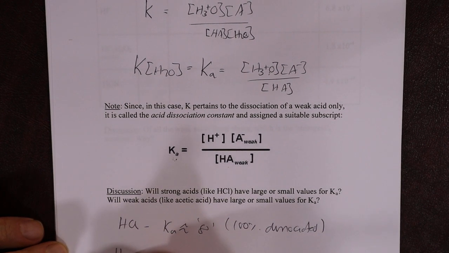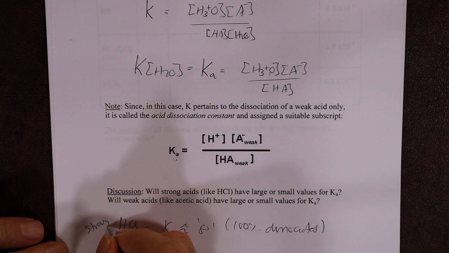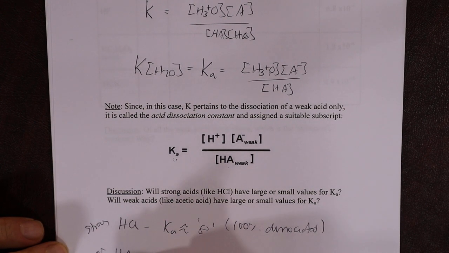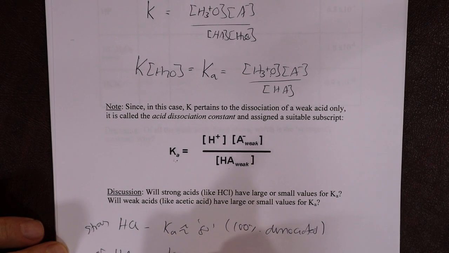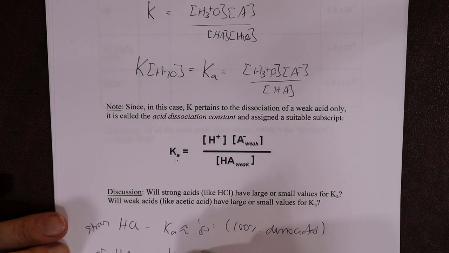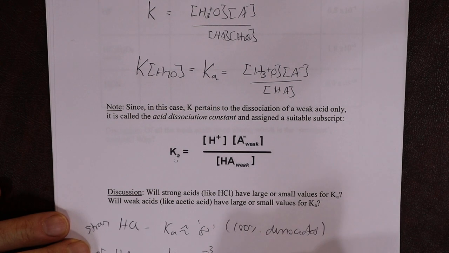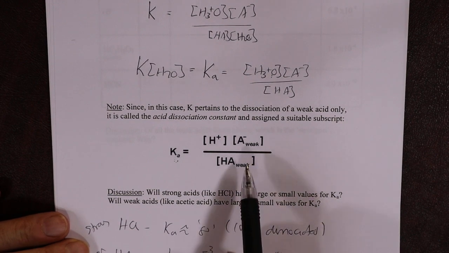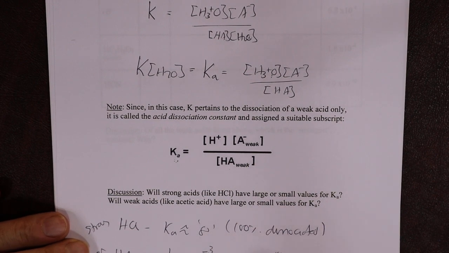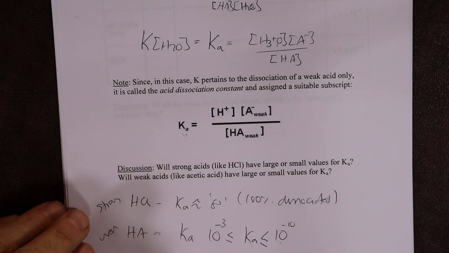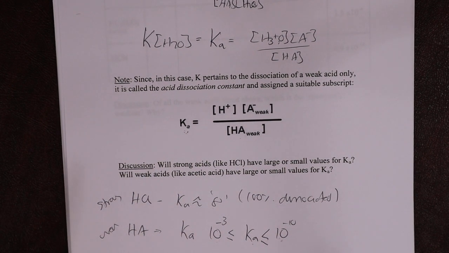Okay, so for weak acids, that's strong. Weak: Ka is in a measurable range, and it's small. It's a little bit of product. It's between 10 to the minus 3 and 10 to the minus 10. So the ratio of products to reactants is between 1,000th and 1/10 billionth. So 10 to the minus 3, 10 to the minus 10.